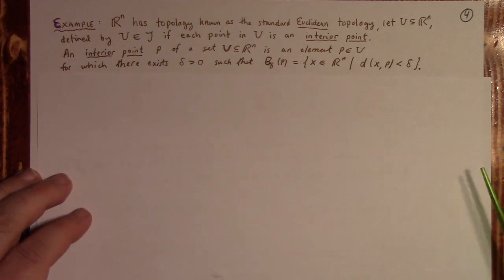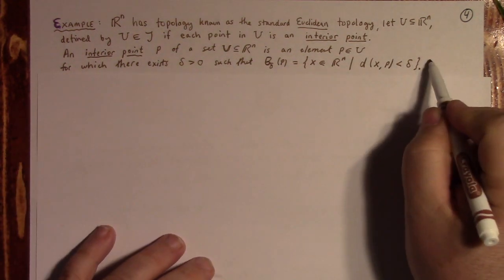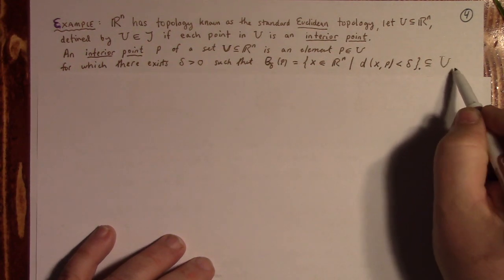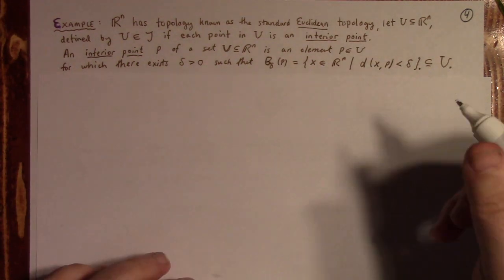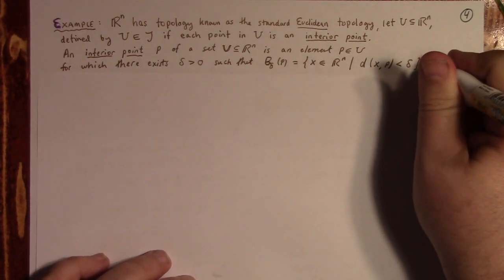is a subset of U. I never finished the thought. That's what makes it an interior point. If you can find an open ball around the point that's within the set in question, that makes it an interior point of the set in question.